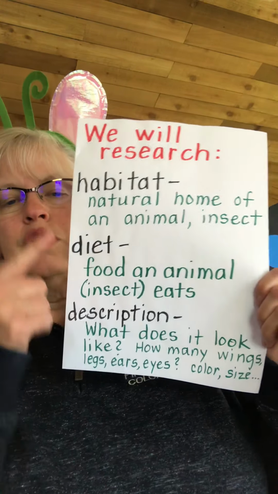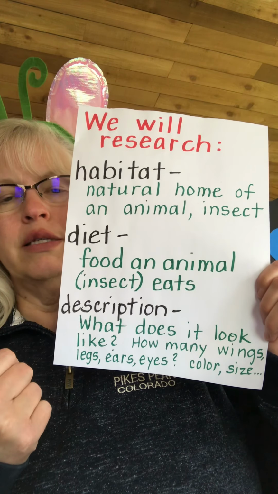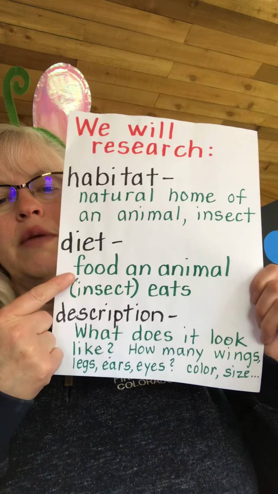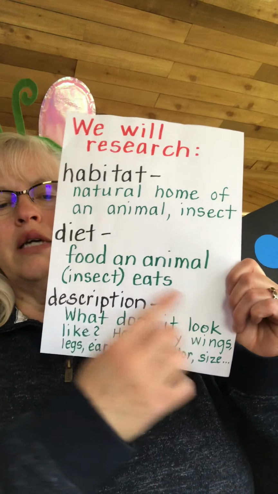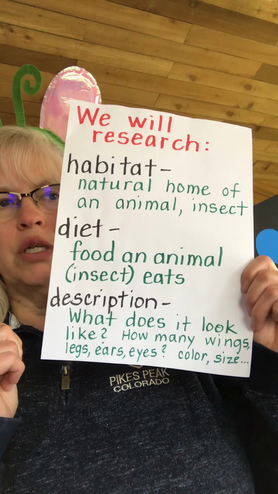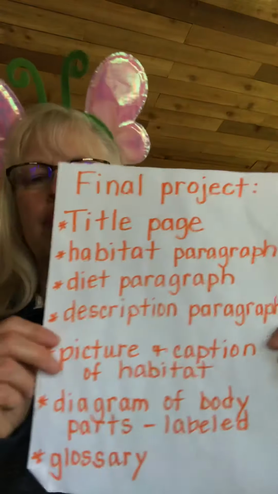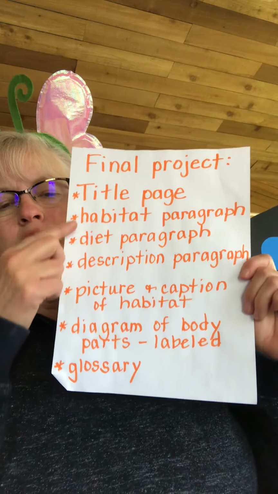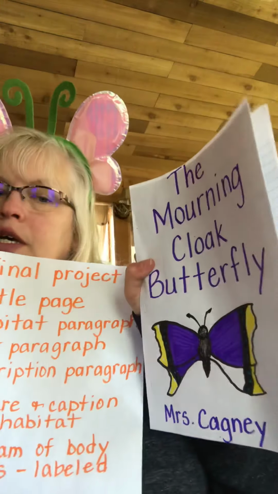Then, as you recall, we are going to research the habitat, the diet, and the description of our insect. And hopefully you have done your assignment. On Monday you wrote the habitat definition. On Tuesday the diet definition. And on Wednesday you should have written the definition for description here. So you should have all of those done already. And then the final paper, which I think I've shown you, is what is included in your final project. I have my final project right here.